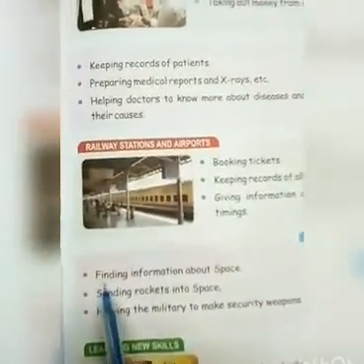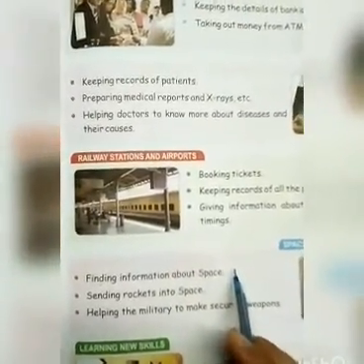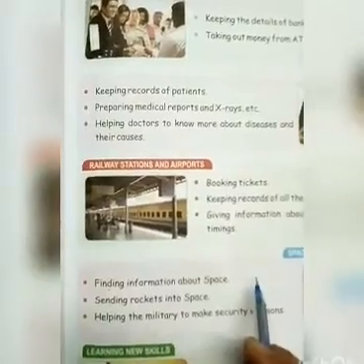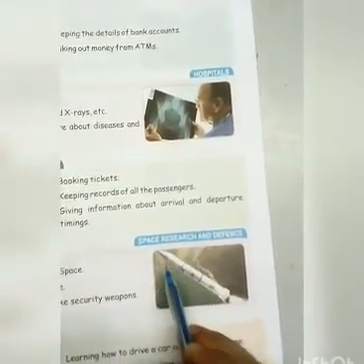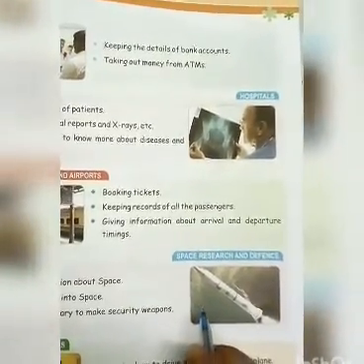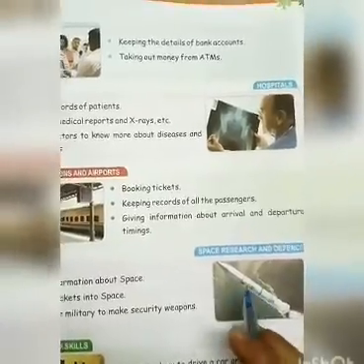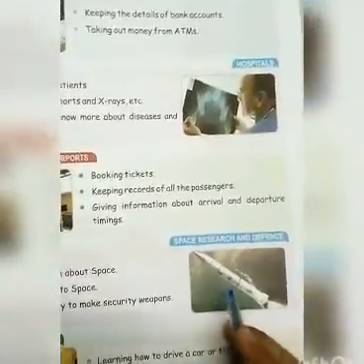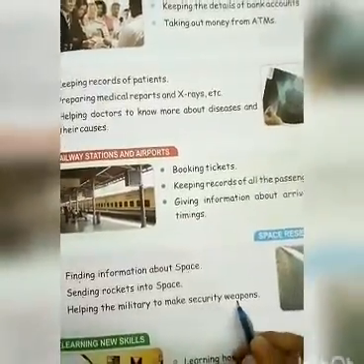Now the next place where we use the computer is space research and defense. How do we use it now? Finding information about space, about the different planets and about the different heavenly bodies. Then sending rockets into space. Can you see this? Before sending the rocket to space, the scientists have to see in the computer, and they study everything about space, and then they launch the rocket. Helping the military to make security weapons also, computer is useful.